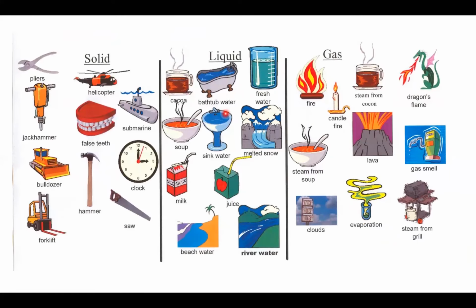These are some more examples of solids, liquids, and gases. So as you can see, pliers, it's a solid, hammer is a solid, saw is a solid, false teeth, that is also a solid.